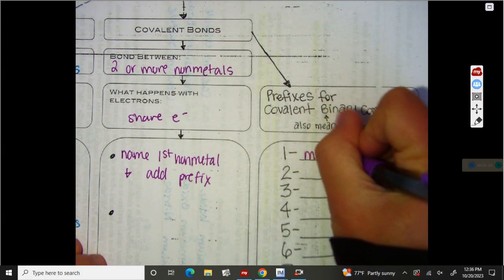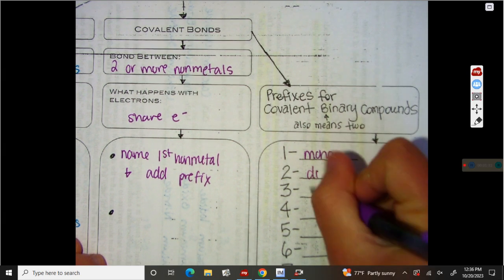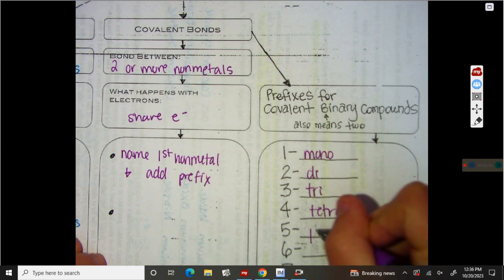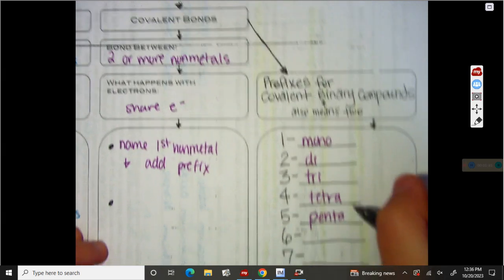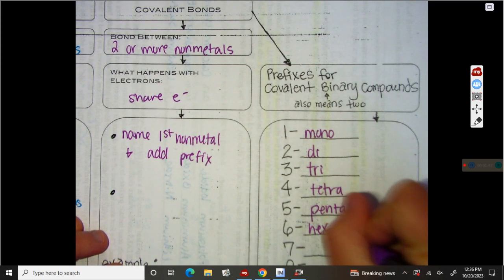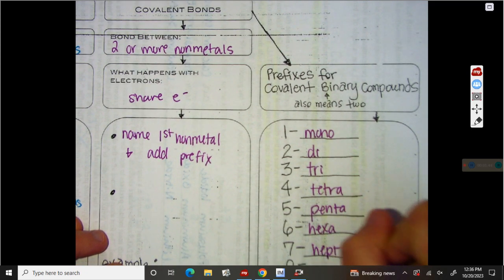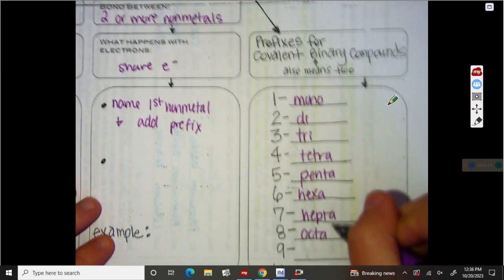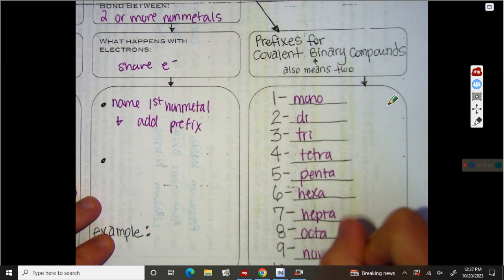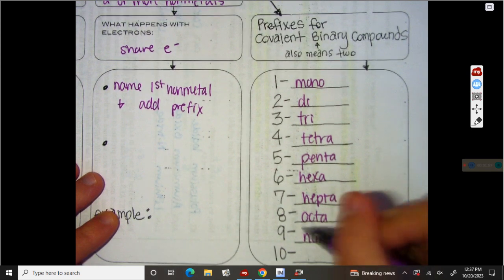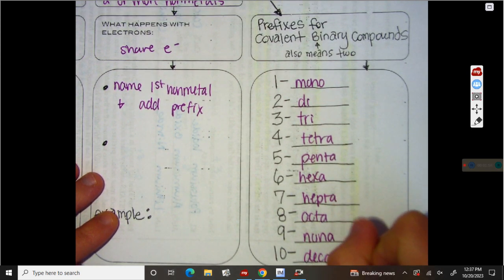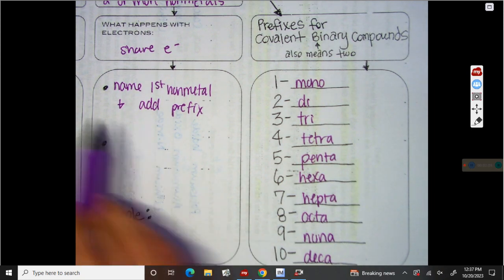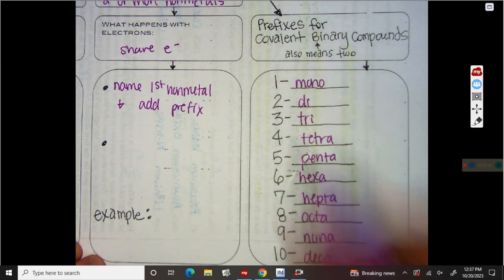1 is mono, 2 is di, 3 is tri, 4 is tetra, 5 is penta, 6 is hexa, 7 is hepta, 8 is octa, 9 is nona, and 10 is deca, like a decade. So we put those in front of the first nonmetal to show how many we have, and we'll know that from our formula, and we just don't put mono in the first spot.